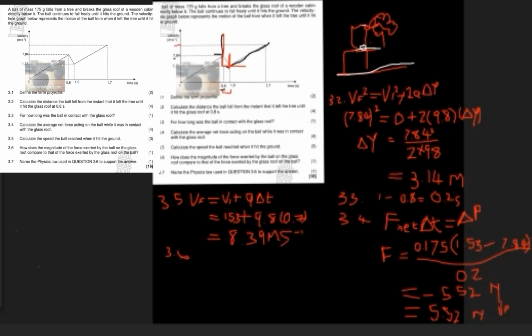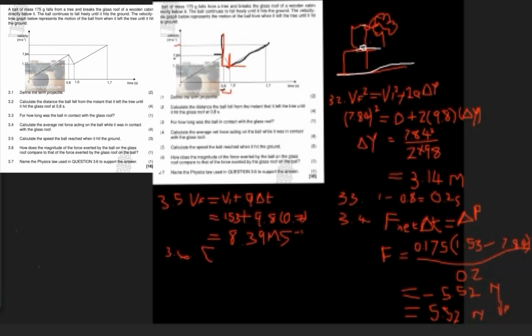Almost done. How does the magnitude of force exerted by the ball on the glass roof compare to that of the force exerted by the glass roof on the ball? Okay, this is how we do it. When the ball exerts this much of a force, it doesn't matter if the ball is small or big. Let's say the pain that will be felt by the roof should be equal to the pain that will be felt by the ball. So the force that the ball exerts on the roof would be equal to the force that the roof exerts on the ball, which means our answer here would be equal.